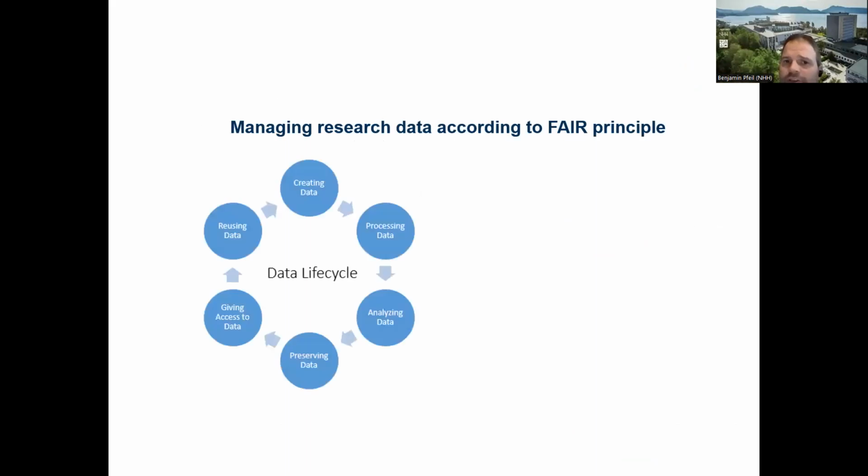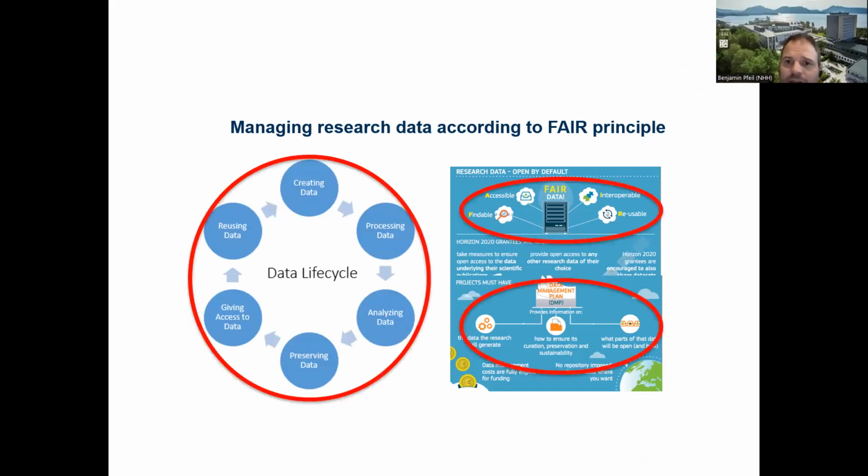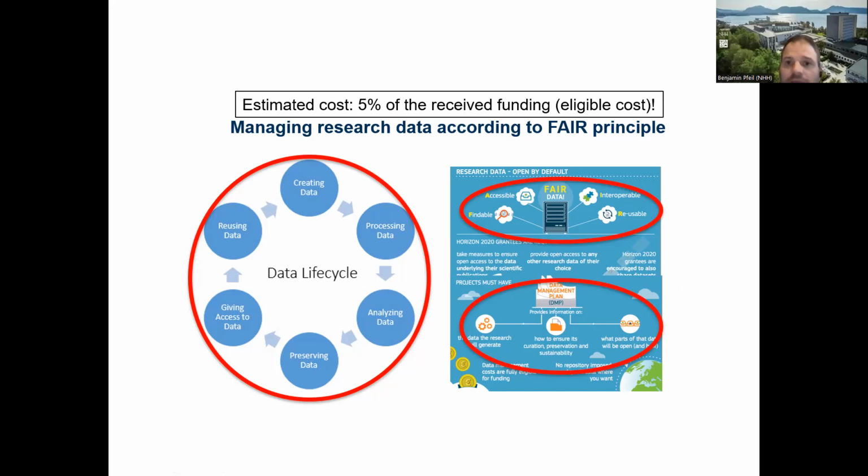But how to manage research data according to the data lifecycle? I mean, we are talking about the FAIR principles. So we talked about the data lifecycle. We talked about FAIR data, that funding agencies require to provide a DMP, and that should state what should be done with the data. But the main important thing while writing a DMP is that we realize that resources are needed in order to fulfill those obligations.